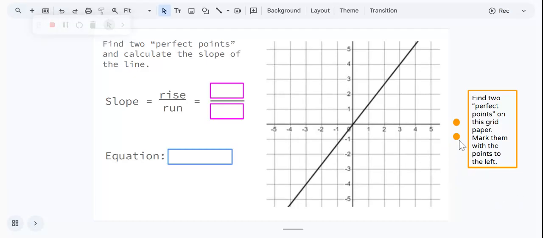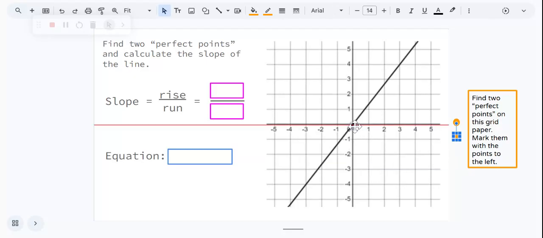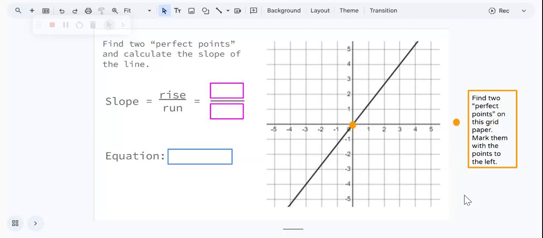All right, so find your perfect points. I see one in the origin right here, which actually is the characteristic for proportional graphs. So if all of these are proportional functions, they should all include (0, 0). And then for my next one, trace the line and see where it is.